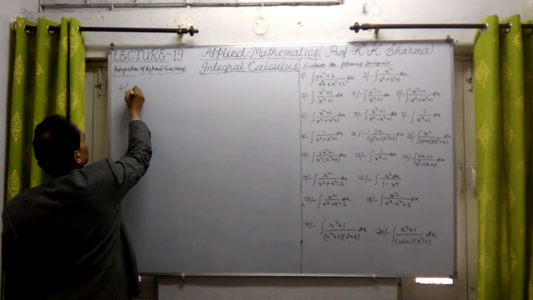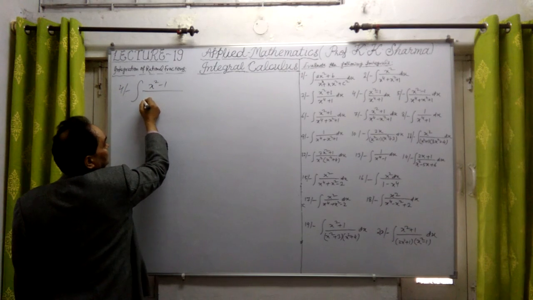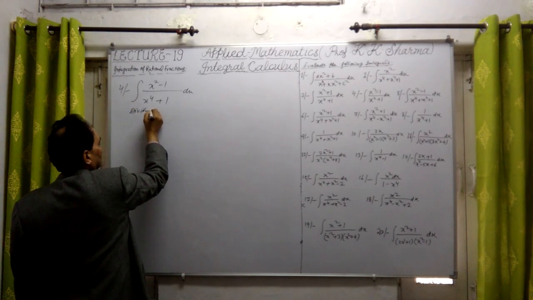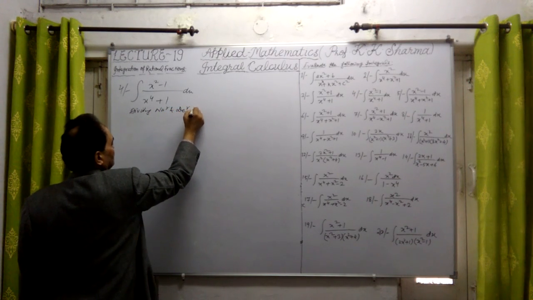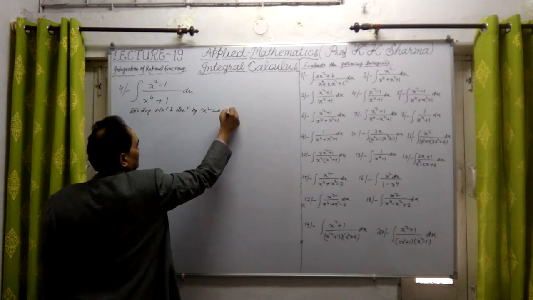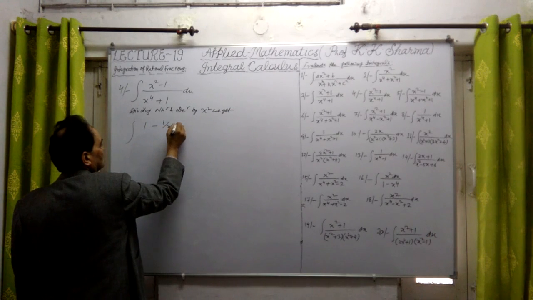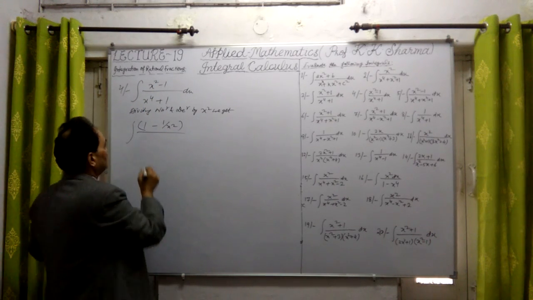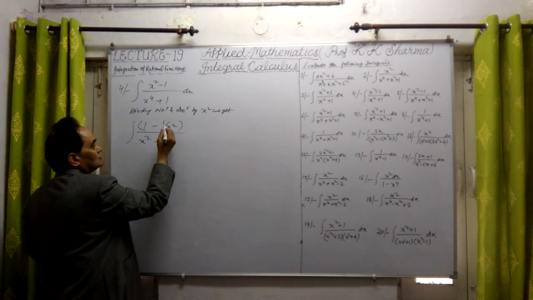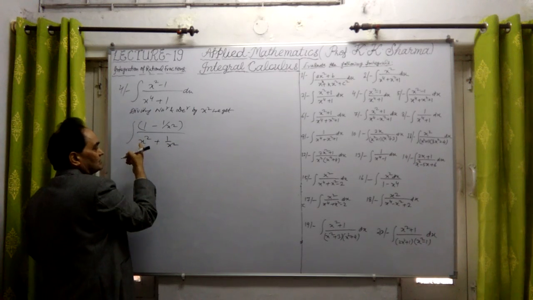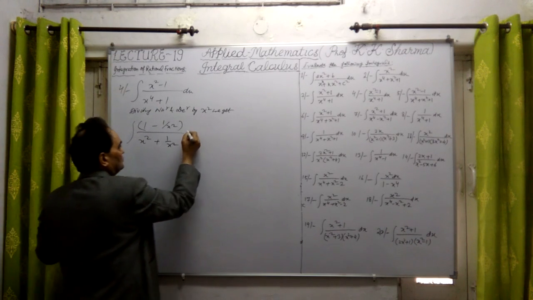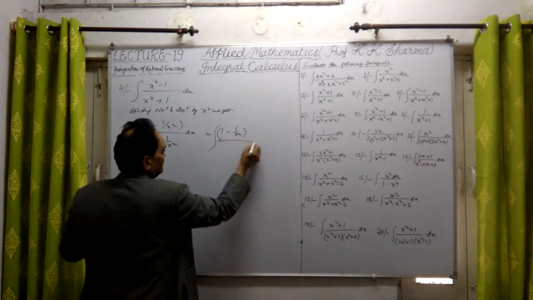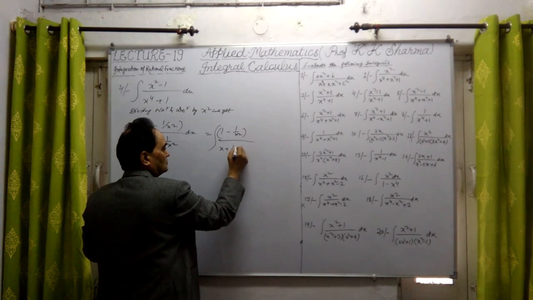Question number 4: integration of x square minus 1 upon x to the power 4 plus 1, into dx. Again dividing numerator and denominator by x square, we get 1 minus 1 upon x square in the numerator, and in the denominator x square plus 1 upon x square, into dx. It can be written as 1 minus 1 upon x square divided by x plus 1 upon x whole square.